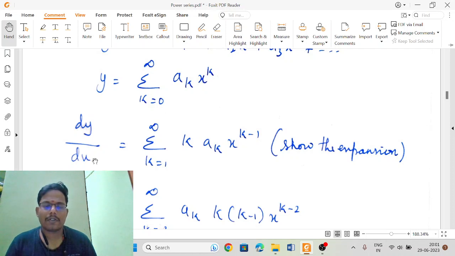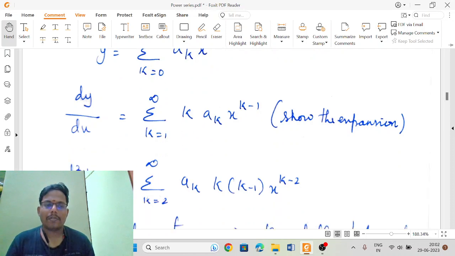We have to just differentiate with respect to x. So k will come here, and x to the power k minus 1. If I substitute k equal to 0 here, it will become x power minus 1, so that is not advisable, to have negative powers. So I start this summation with k equal to 1 to infinity.